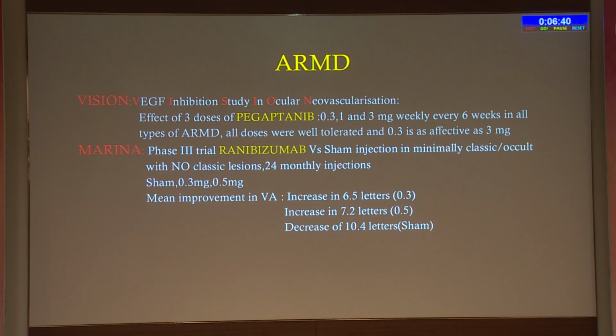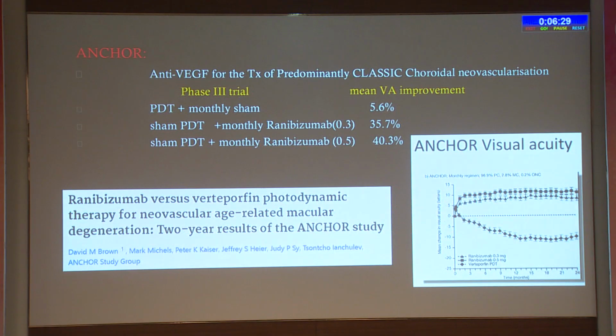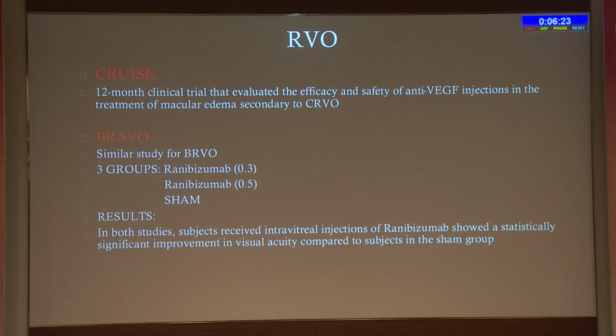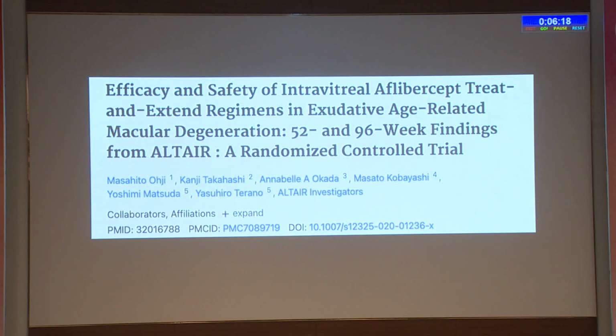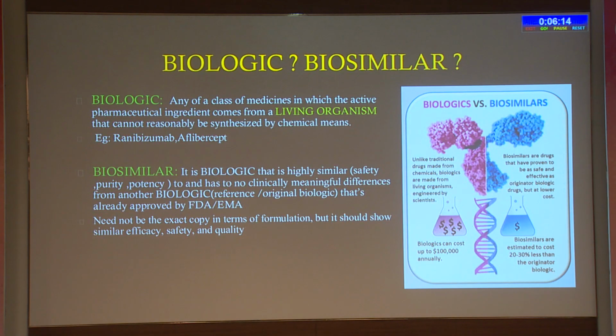I'm just telling the names because these are the studies that gave us these drugs. The VISION trial gave us pegaptanib. Of course, it's no longer being used now. The MARINA and the ANCHOR study gave the FDA approval for ranibizumab to be used in AMD. In venous occlusions, we had the CRUISE and BRAVO for use of ranibizumab. And the ALTAIR study gave us aflibercept.